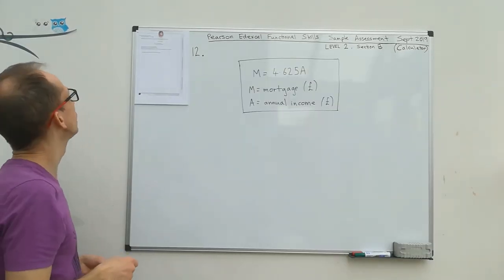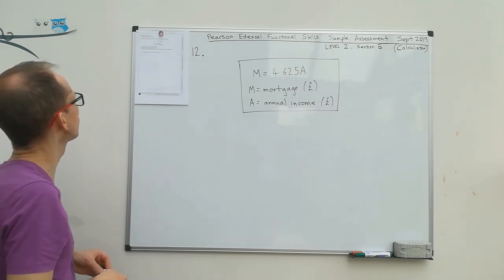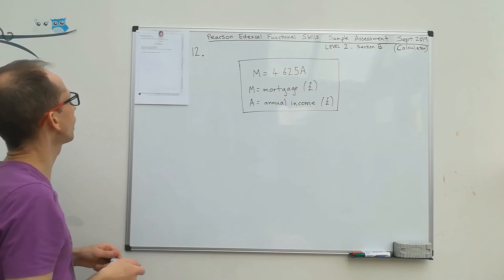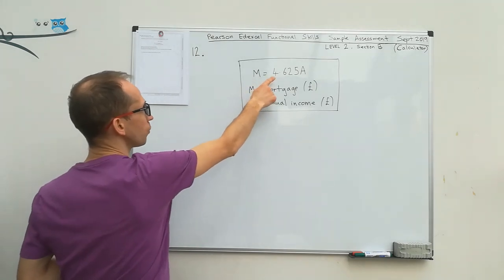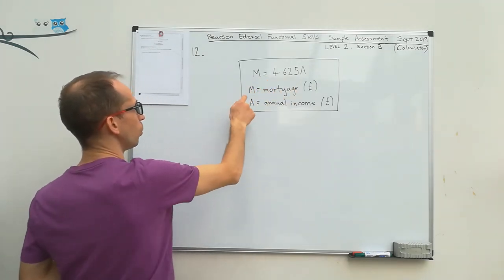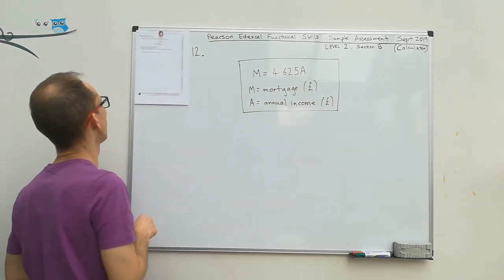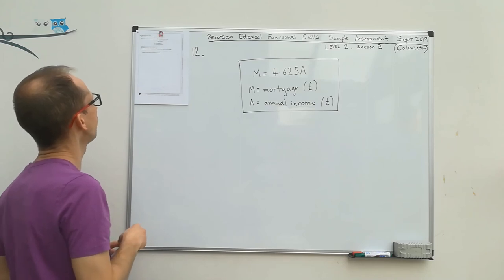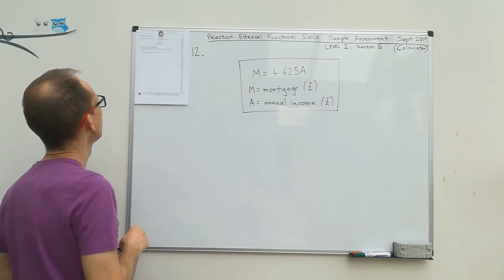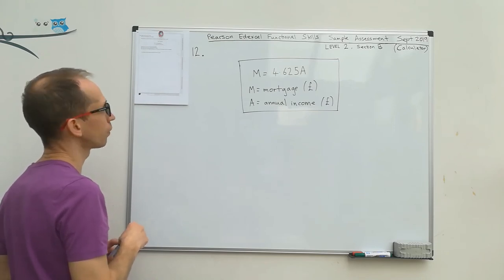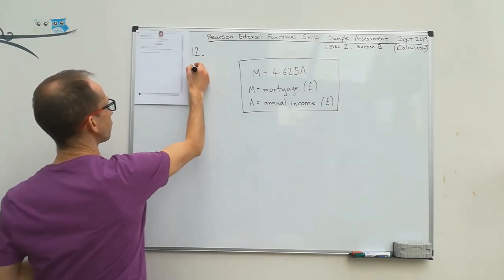Question 12. Gabby wanted to buy a flat. The cost of the flat is £175,000. The bank uses this formula to work out the mortgage Gabby can get. And I've written the formula here. So M equals 4.625A, where M is the mortgage and A here is the annual income. Gabby has an annual income of £34,000. She will have to pay a deposit for the flat. The deposit is the difference between the cost of the flat and the mortgage. Work out the deposit Gabby will have to pay.